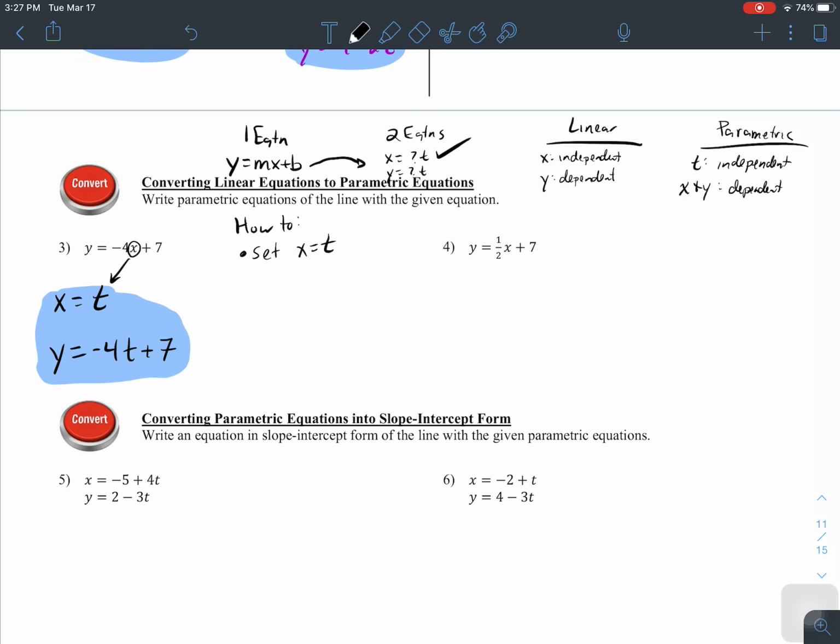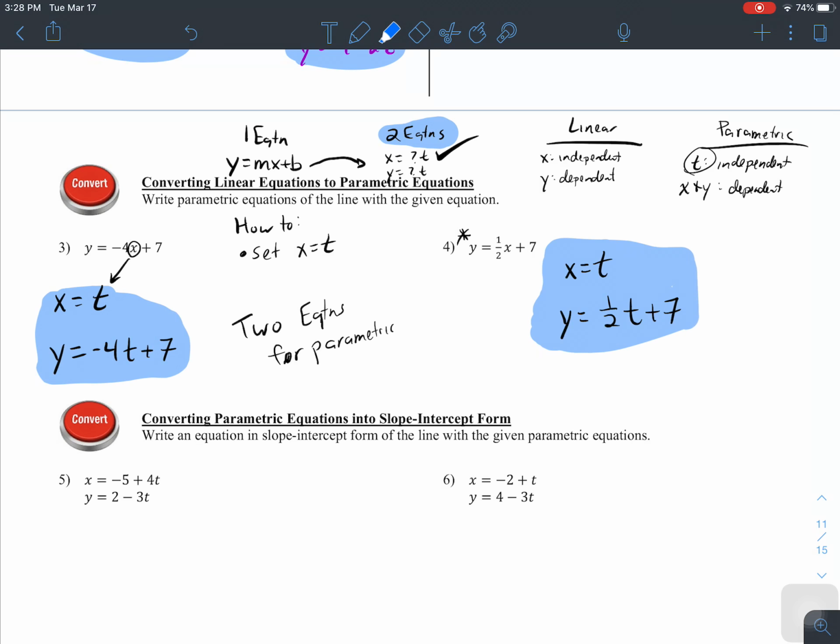So when you're dealing with this, you need to realize you're going to have 2 equations for parametrics. One for the x and one for the y. But the way you create your 2 equations is by first creating the equation x equals t. That takes care of one of the equations. And then I can use the template, the structure of the other one, y equals 1/2, but for parametric, I need to use time. So x equals t, so 1/2 t plus 7.